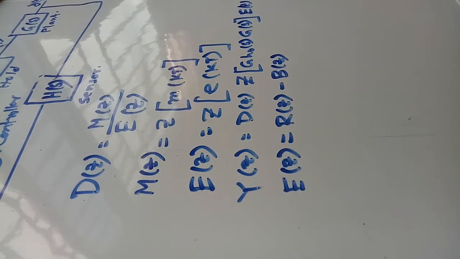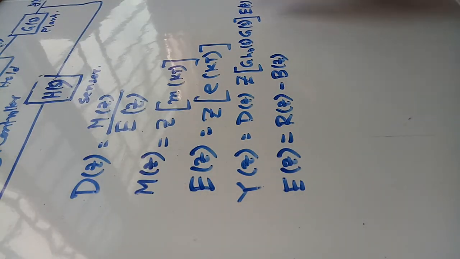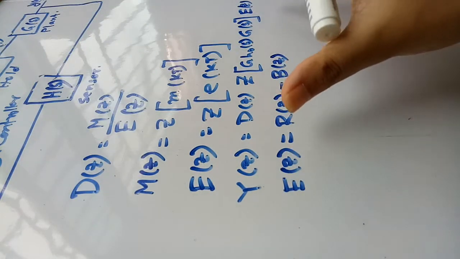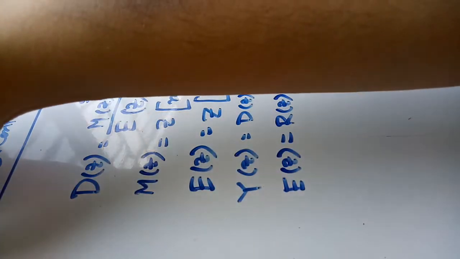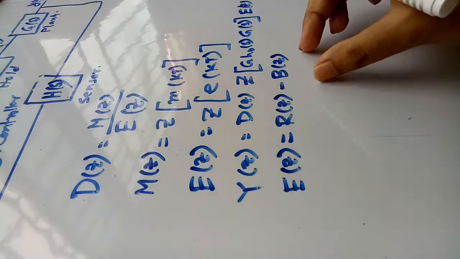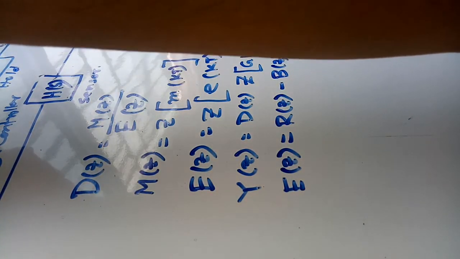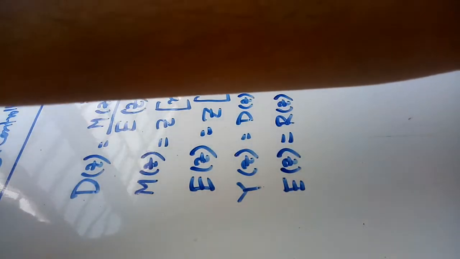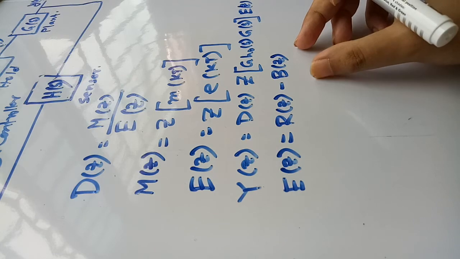Okay, next is E of Z. What is E of Z? We have written this Y of Z equal to this multiplication into E of Z. Now what is E of Z? E of Z equal to R of T minus B of T. Okay, but it is in the Z domain, so it must be R of Z minus B of Z.